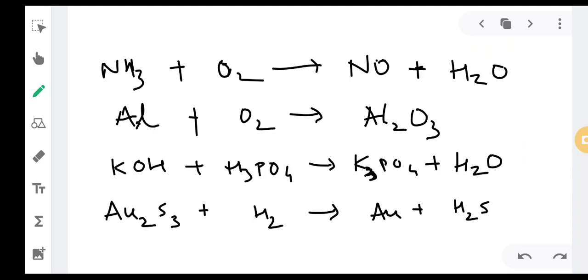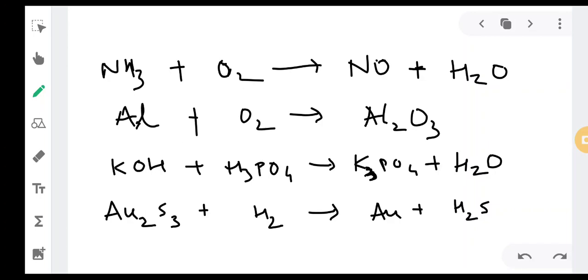The next reaction is KOH plus H3PO4 gives you K3PO4 plus H2O. This is another reaction. The next reaction is Au2, Au is nothing but gold. Au is the symbol for gold.